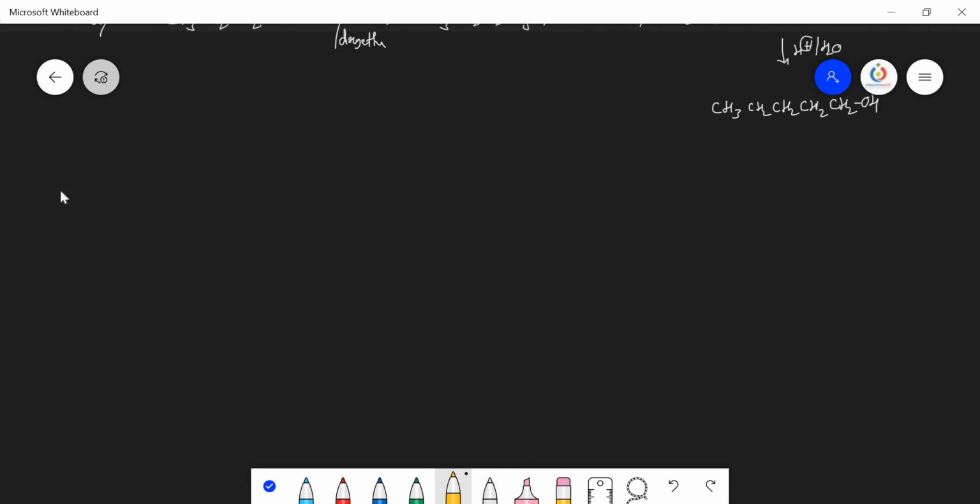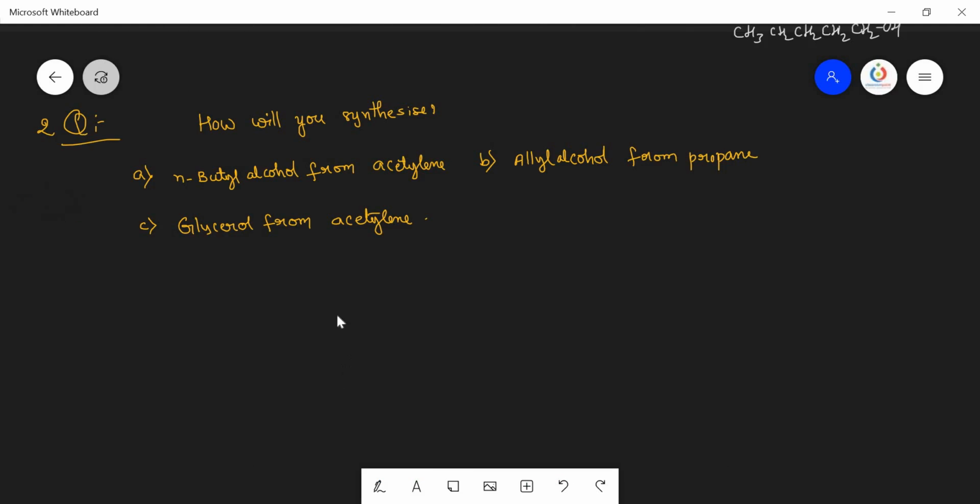Question number 2. Second question. So these are the 3 questions. How will you synthesize n-butyl alcohol from acetylene, allyl alcohol from propane, and glycerol from acetylene?